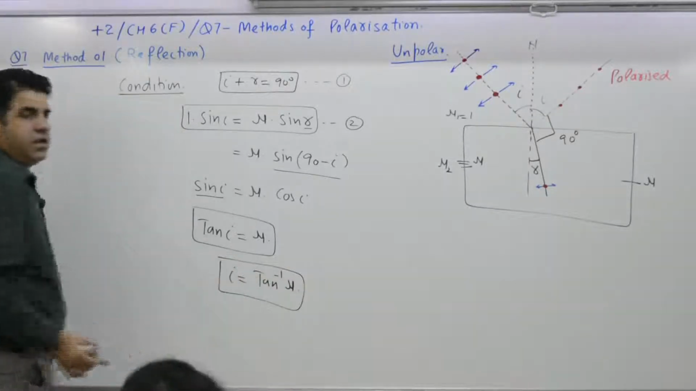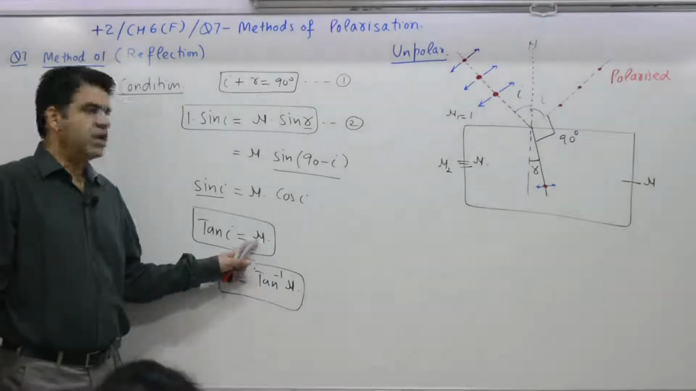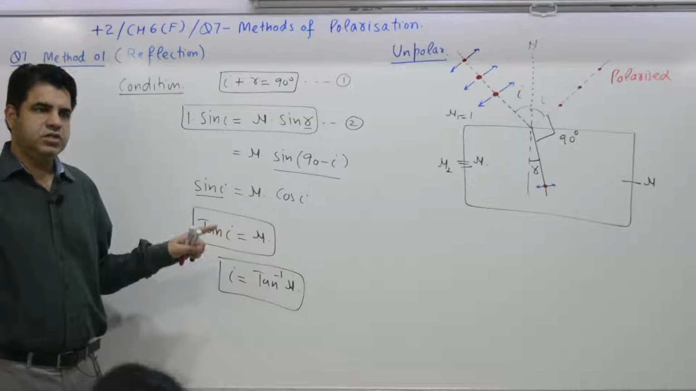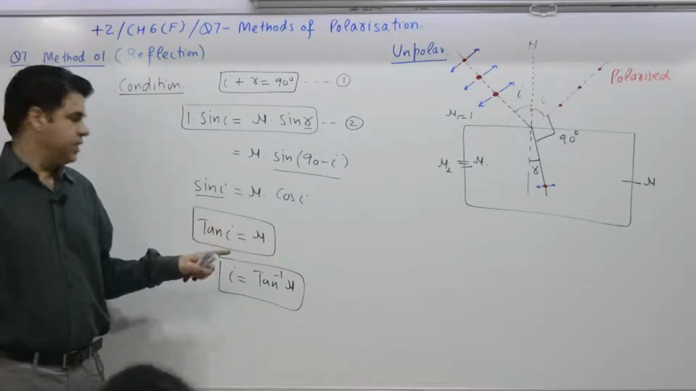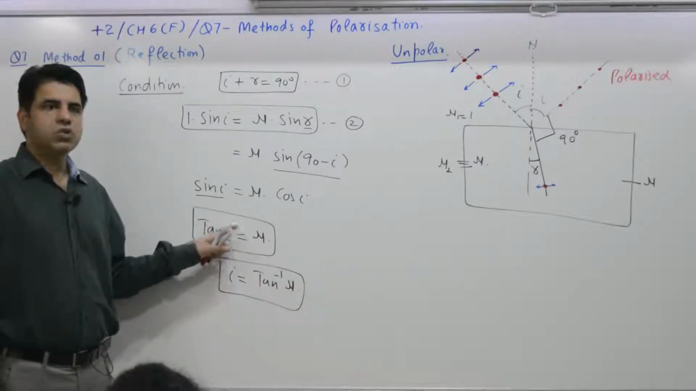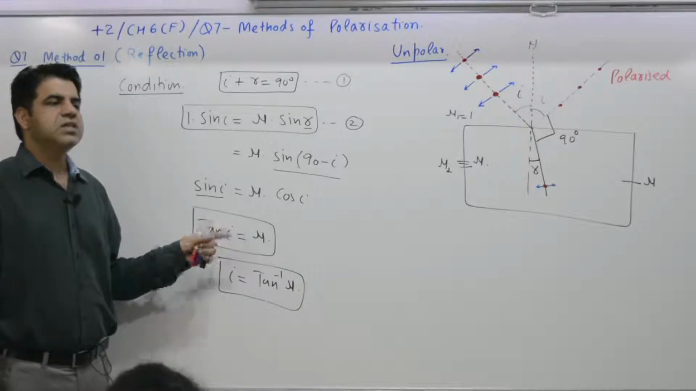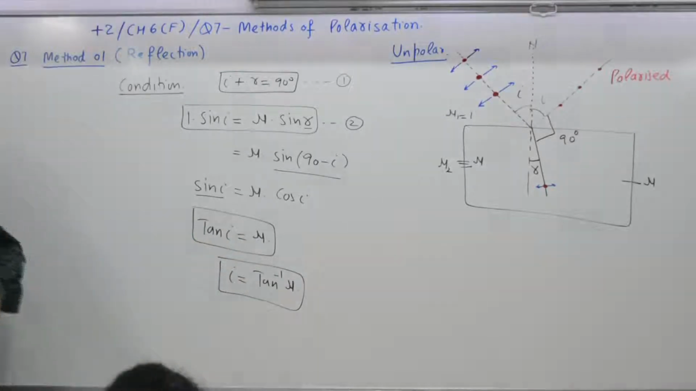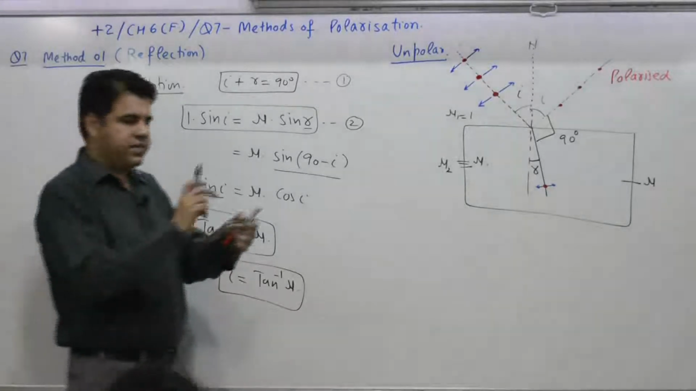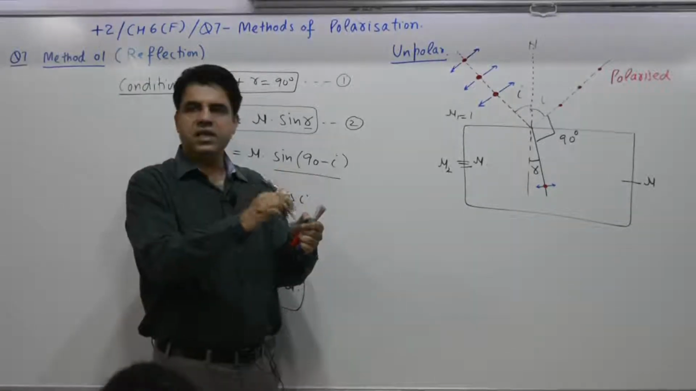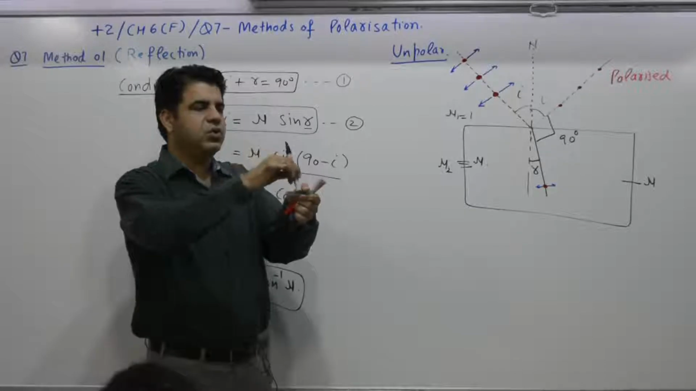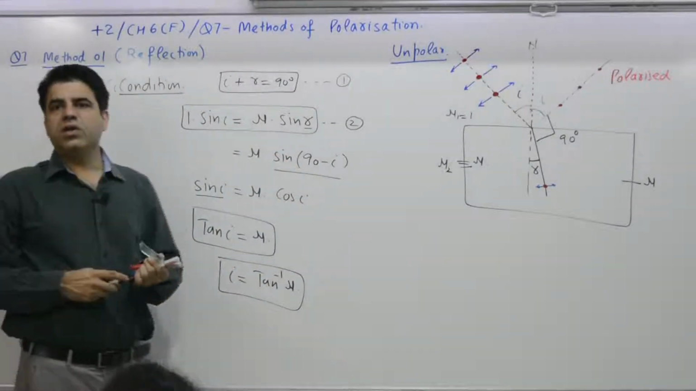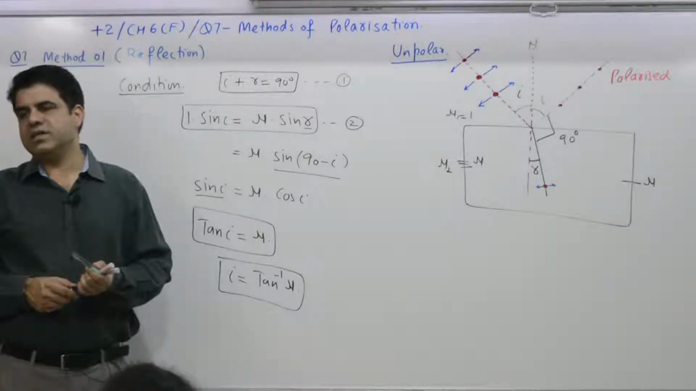Means what? If nu of the other material is, say, root 3. Suppose nu is root 3. Tangent theta is equal to root 3 means theta is equal to what? 60 degree. So if you know the second material, that means if you know the refractive index of glass, in this case, from air to glass, if you know nu of glass, then you know angle of incidence.